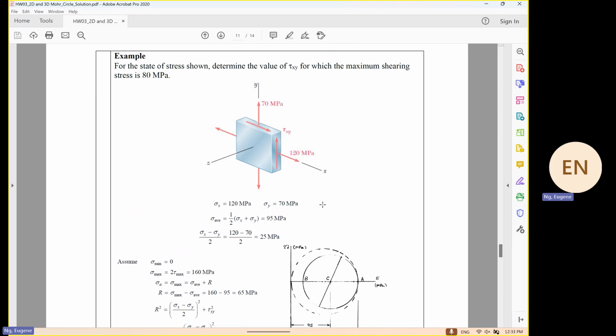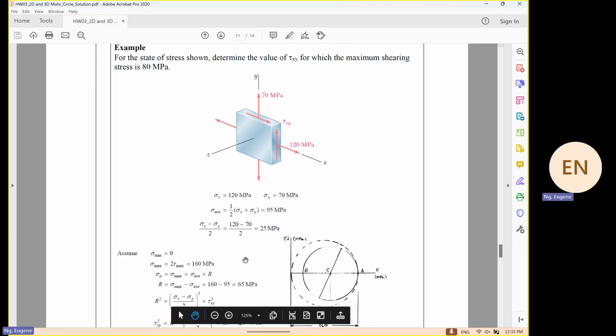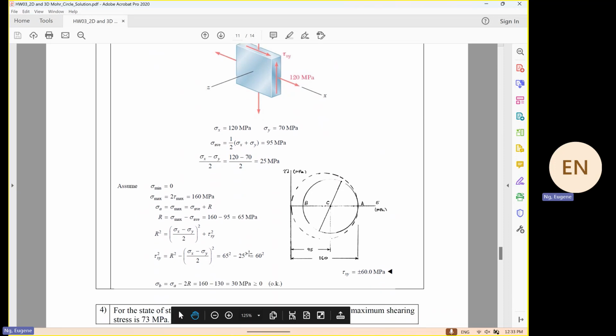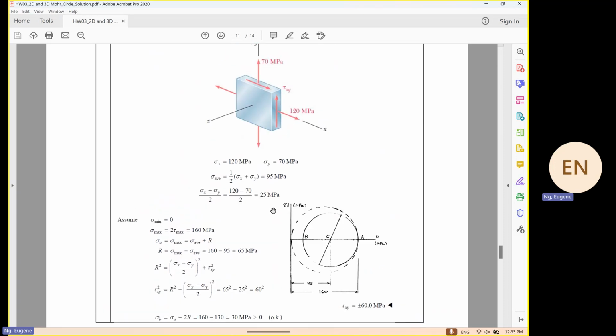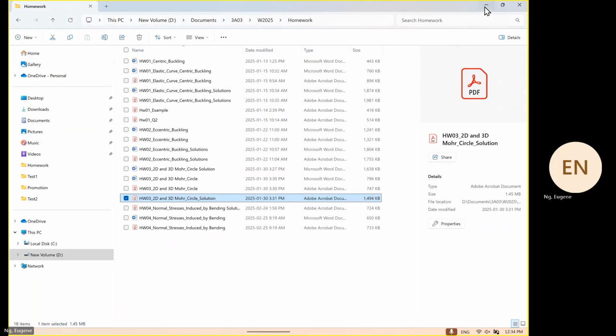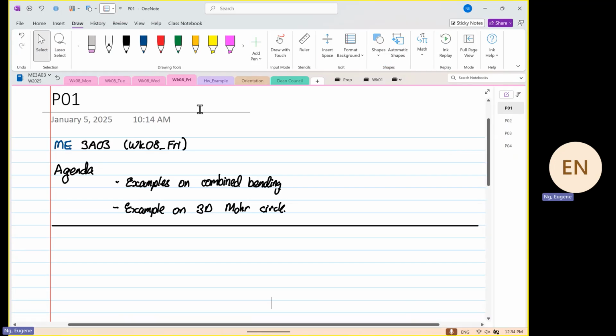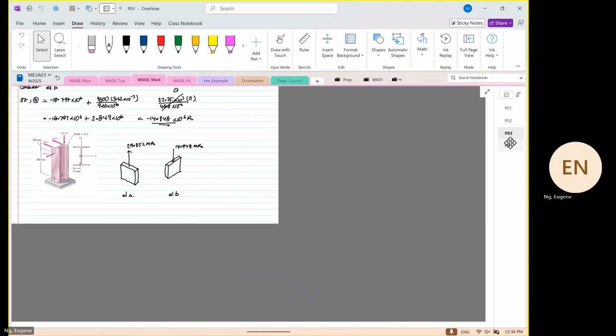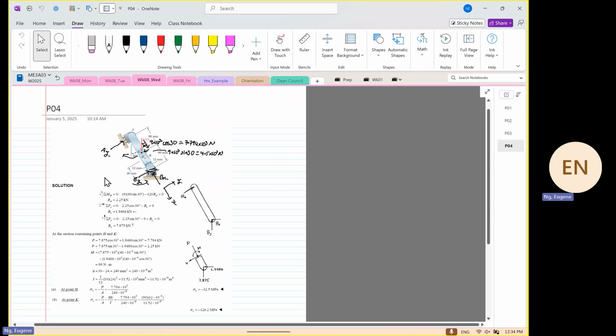Have you already done this question yet? Yes? Okay, so we're going to solve differently compared to what we see here. We're just going to focus on sketching Mohr circle rather than anything else, okay? So on Wednesday, we started with this problem, okay?